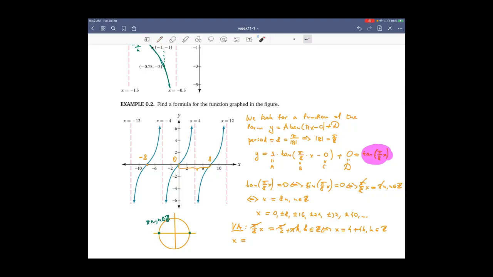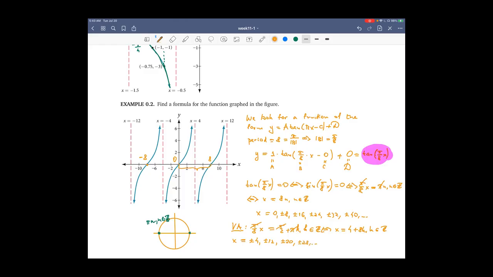Pi over 8 times x equals pi over 2 plus pi k. That should be 8k, not 4k. When I multiply by 8, I should get 8k. So x is plus minus 4, and then multiples of 8, plus minus 12, plus minus 20, plus minus 28, and so on.